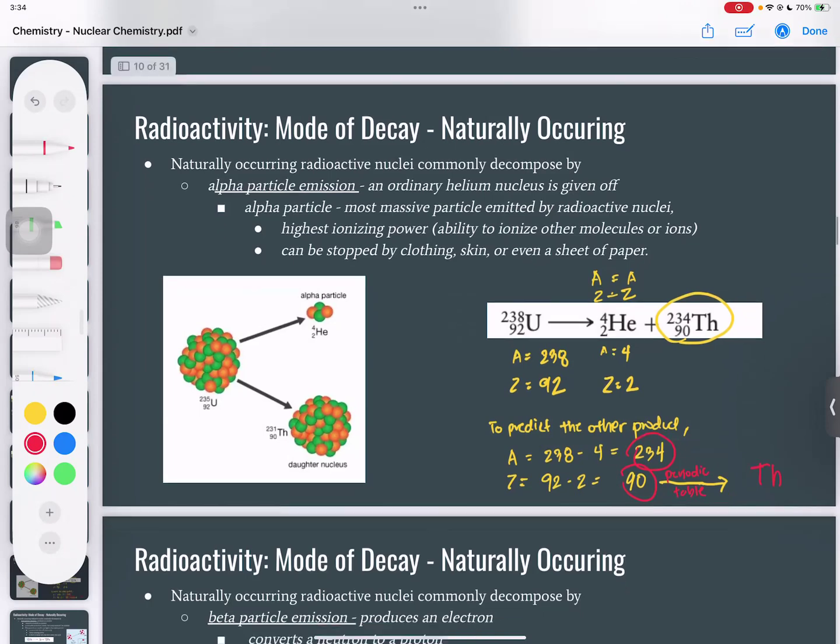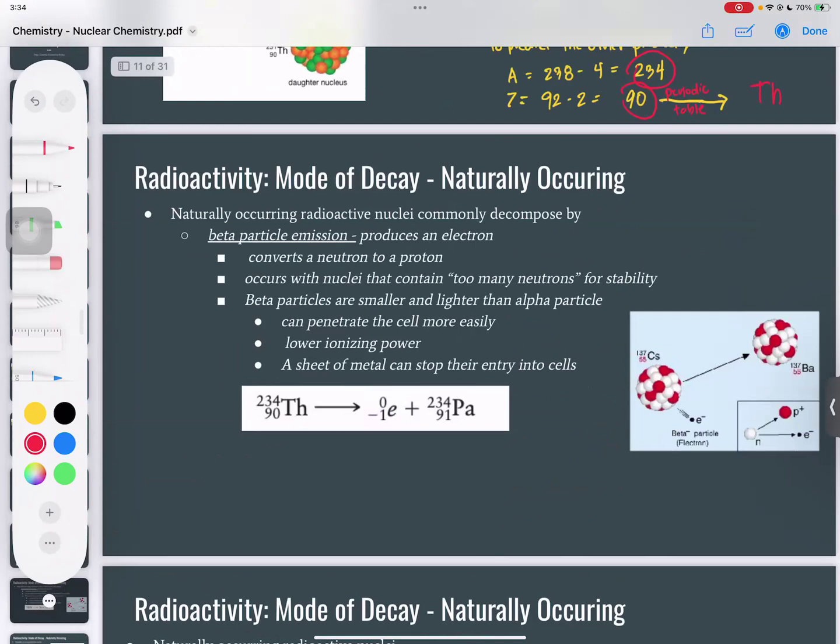Then another mode of decay for naturally occurring nuclei is beta particle emission. In beta particle emission, it produces an electron or a beta particle. It is given the symbol because a beta particle, as we discussed, has characteristics very close to an electron. It is symbolized in nuclear equations as an electron. Its mass number is 0 and its charge is -1.